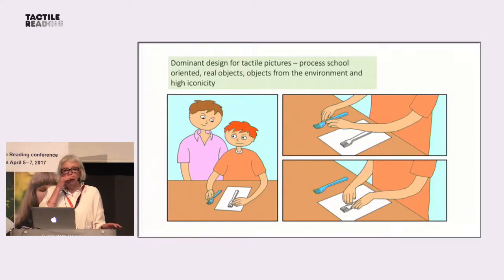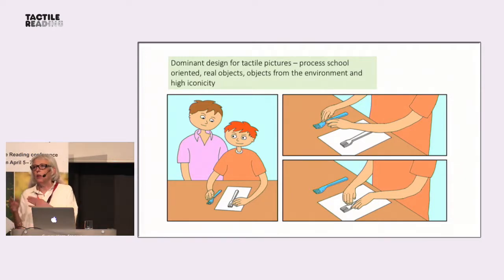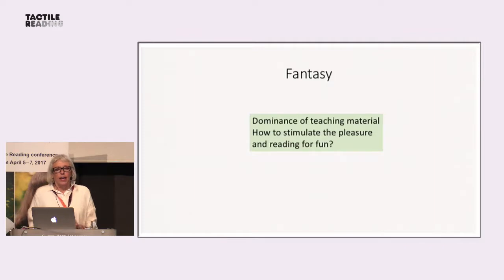And in tactile pictures, we have a dominance of the process school-oriented ideas. We show real objects from the environment, and with high iconicity, they look alike, and it should be possible to compare the picture of an object with a real object, and you should find it in your neighborhood, so to say. And we do have a dominance of teaching material, but how to stimulate the pleasure and reading for fun?